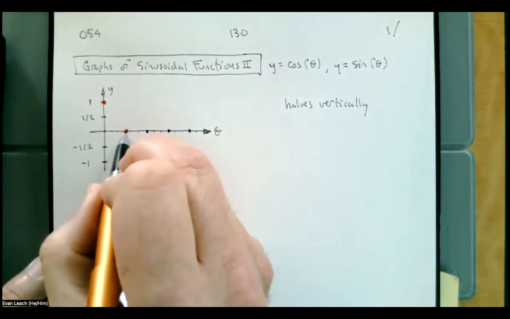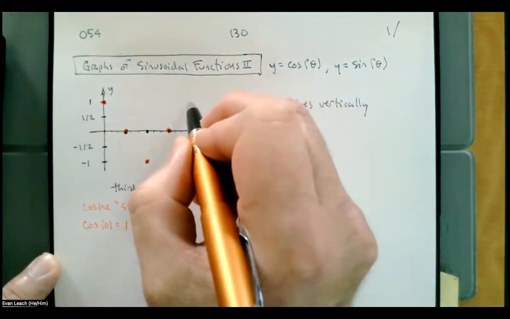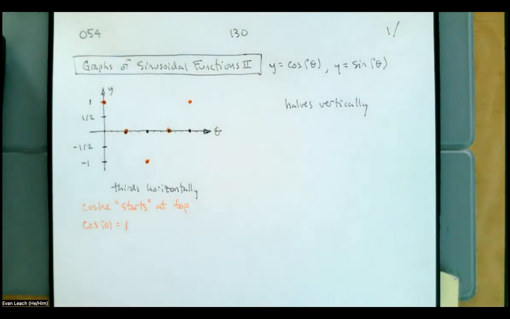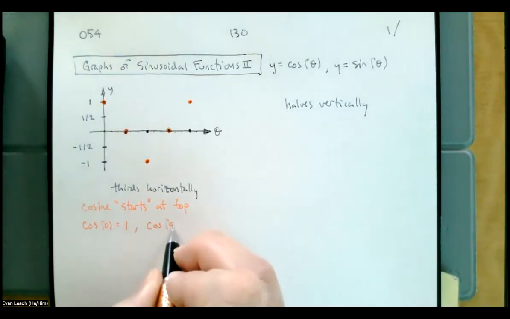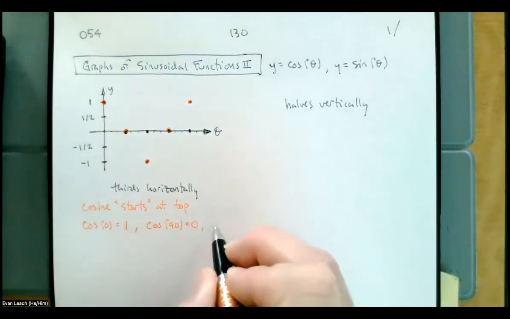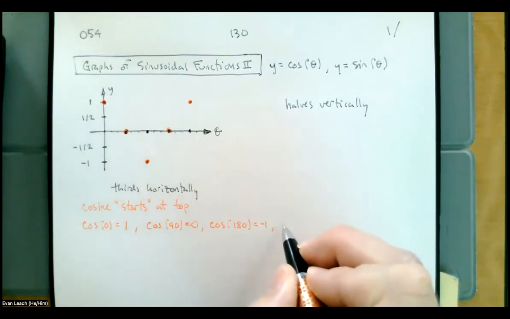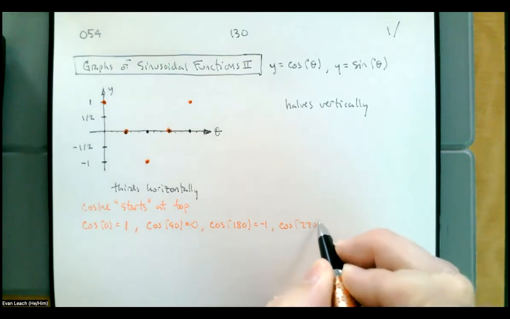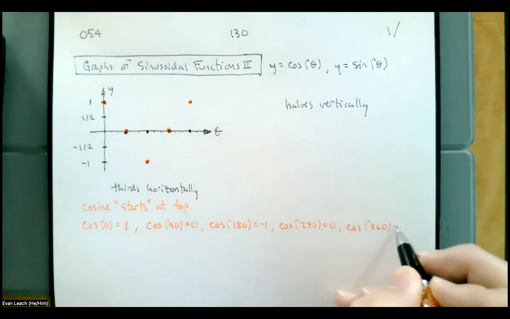Then in every quadrant, we go down to the middle, and then down to the bottom, back up to the middle, back up to the top, and that's one cycle of cosine, the x-coordinate traveling around the unit circle. So there's the top. The middle is cosine of 90 is 0. The bottom, cosine of 180 is negative 1. Back to the middle, cosine of 270 is equal to 0. Back to the top, cosine of 360 is equal to 1.